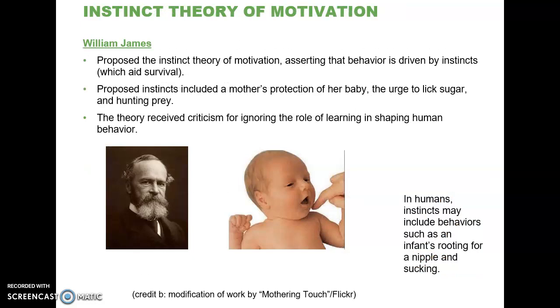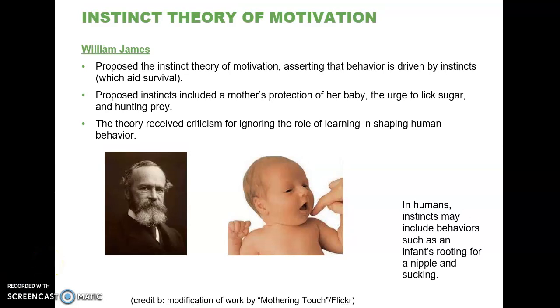So William James proposes the instinct theory of motivation. This is that our behavior is driven by instincts, which are going to aid in survival. He proposes that the mother will protect her baby because it's her instinct to protect that baby. And so the decisions that she makes, she's motivated to protect that baby. The other would be hunting prey.